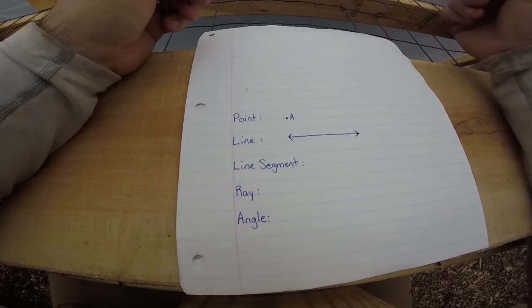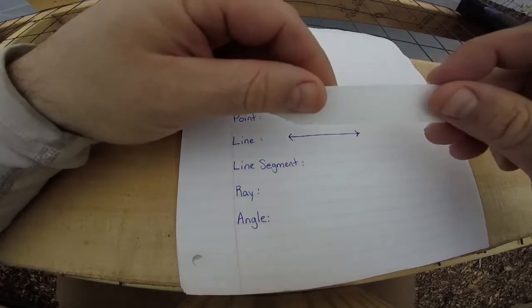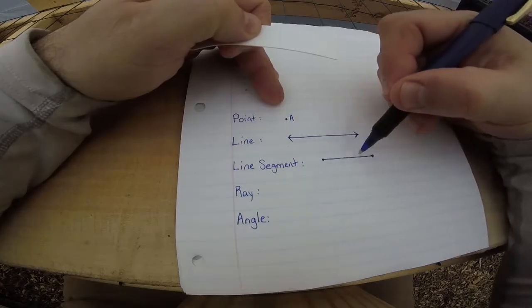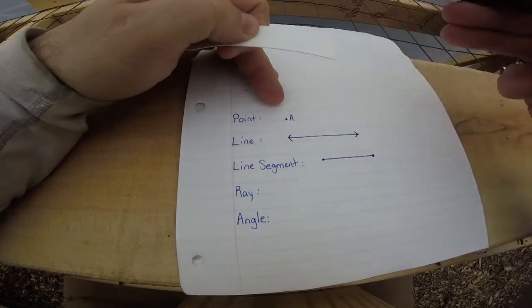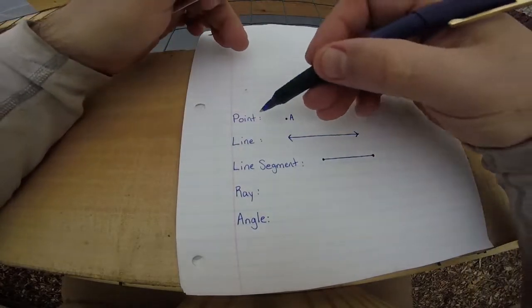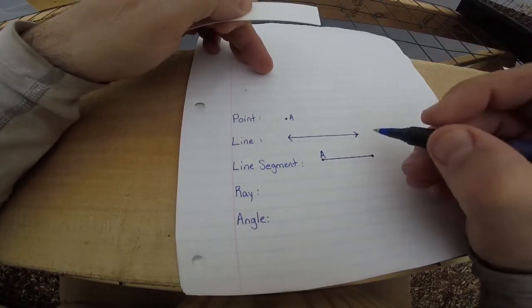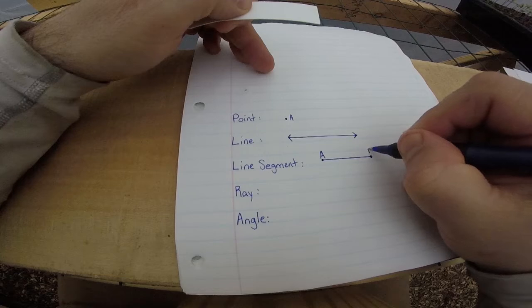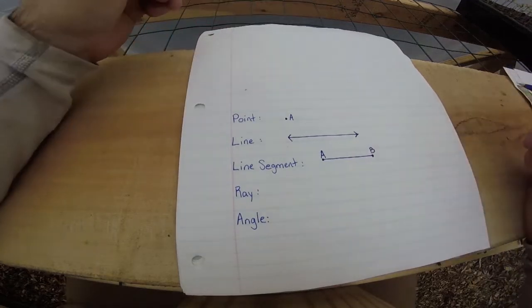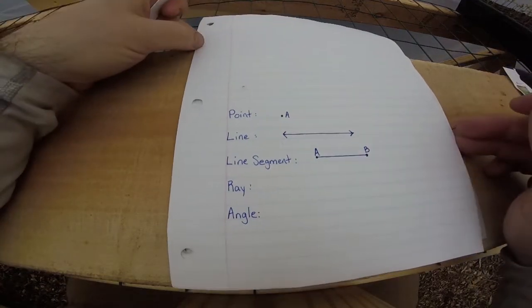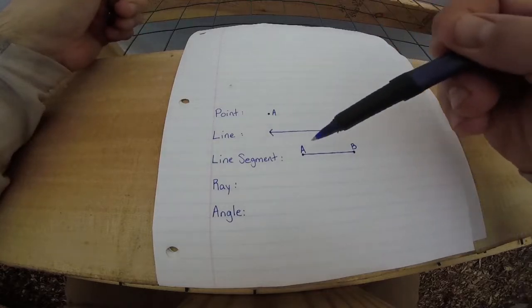Now, separate from that, we have what's called a line segment. This line segment has 2 points. Well, come back up here to points, remember? We name our points. We'll name that point A and that point B. So if we wanted to name this line segment right here, it would be line segment AB.